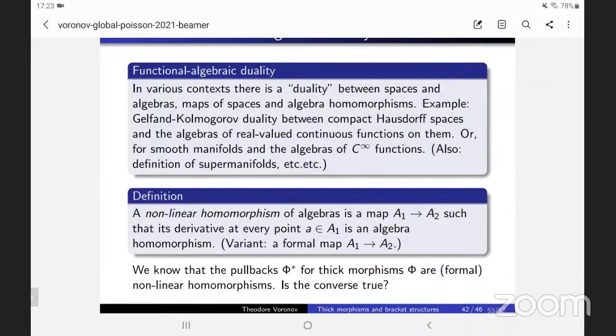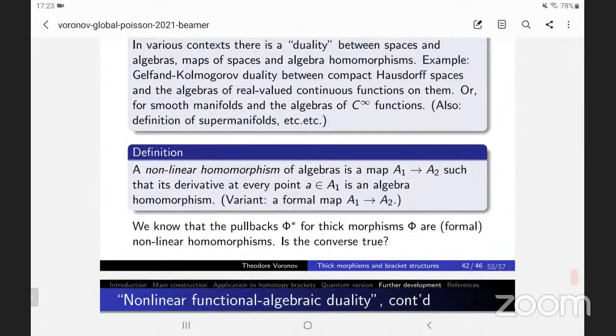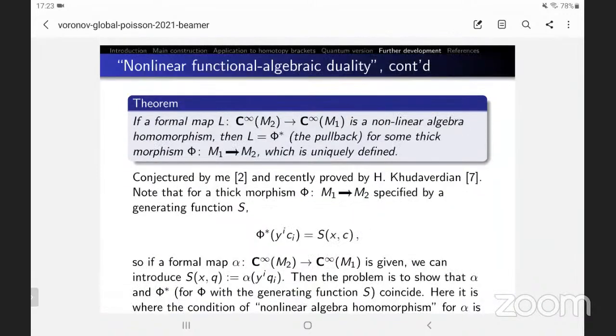So what do we get here? We can introduce a notion of non-linear homomorphism of algebras. Say we consider formal mappings between algebras such that the derivative at each point is an ordinary algebra homomorphism. What can we say about this notion when we consider smooth functions? The theorem, which I conjectured some time ago and which was recently proved by Voronov and Theodore, says that if we have a formal map between algebras of differentiable functions which is a non-linear algebra homomorphism, meaning the derivative is an ordinary homomorphism, then it arises from some thick morphism. So it's a pullback by some thick morphism.